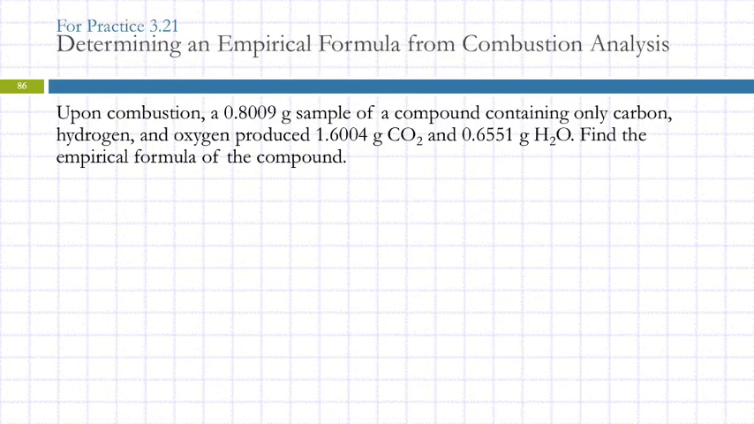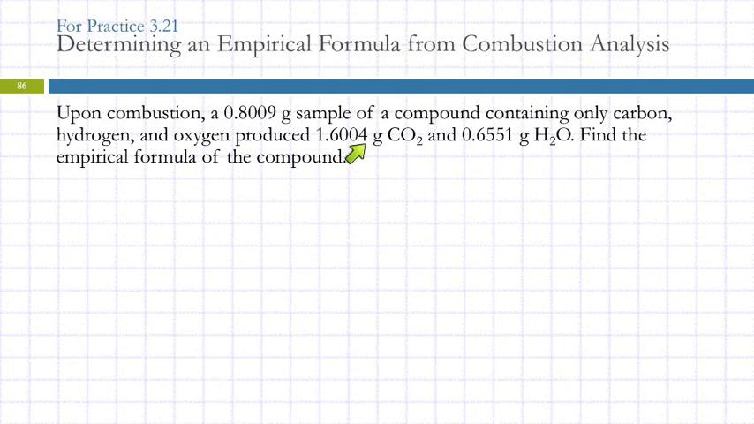Here's another one. Upon combustion, a 0.8009 gram sample of a compound containing only carbon, hydrogen, and oxygen produced 1.600 grams CO2, 0.6551 grams water. Find the empirical formula of the compound. That previous one was just carbon and hydrogen. This one also has oxygen in it.